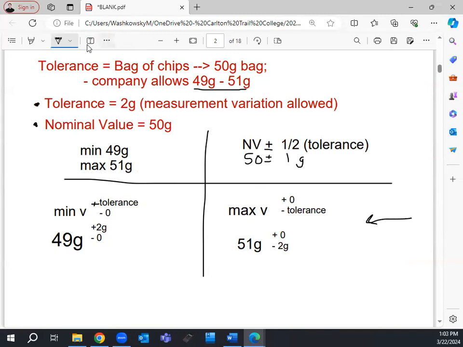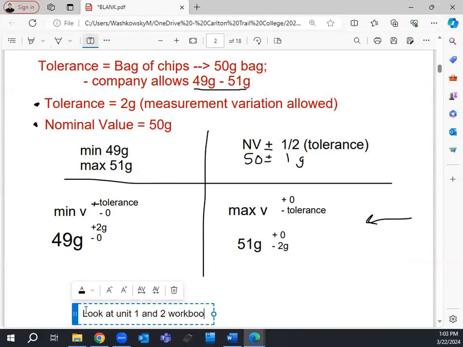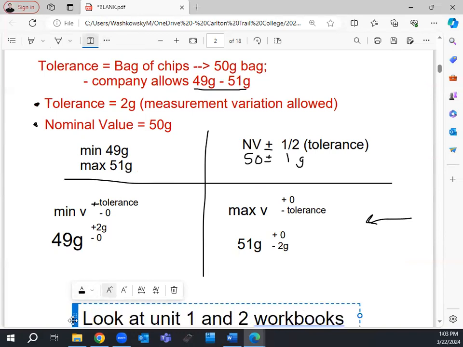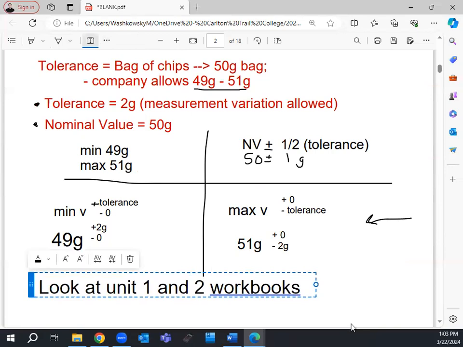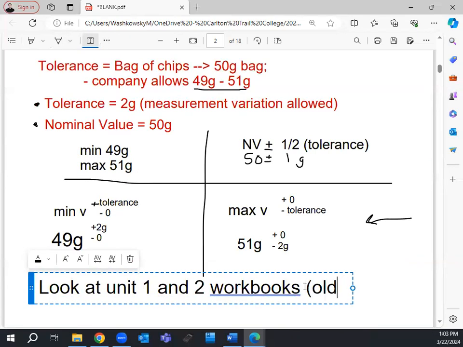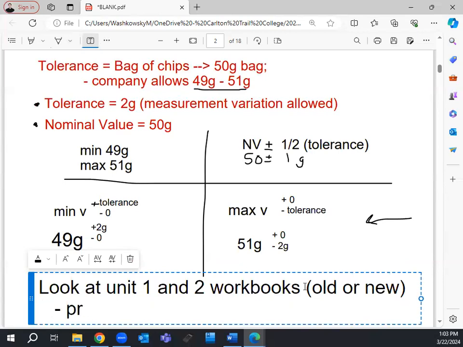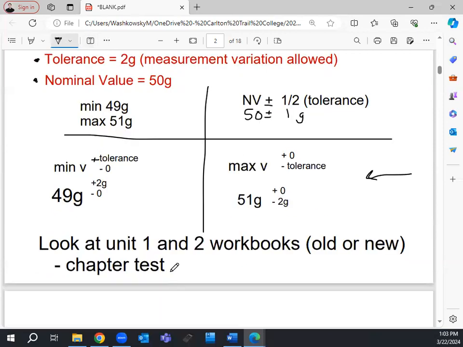So what's going to happen now? My recommendation is to look at your unit 1 and 2 workbooks. I have the blanks uploaded on the LMS. I'm not going to print them out, obviously. You can look at the new ones or the old, so you can look at the ones you've done or new ones. Go to the chapter test at the back and see if you're able to do that. Those are some really good exercises to be able to do. And if you're stuck on something, ask.